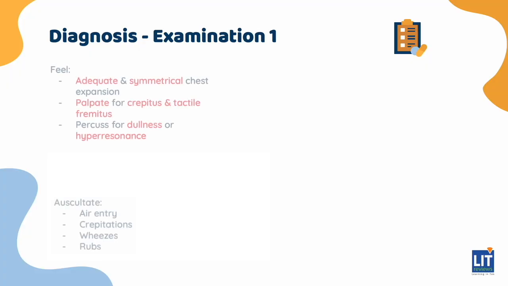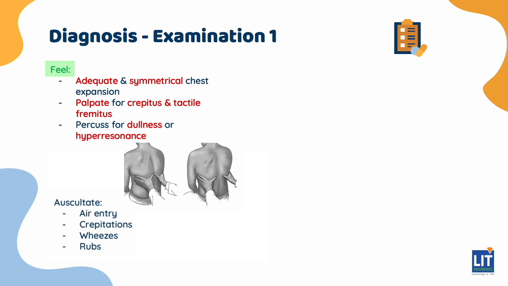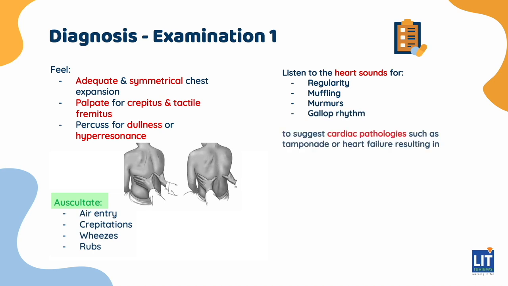Once the initial assessment is done, a more thorough examination should be performed. Feel for adequate and symmetrical chest expansion, and check for any crepitus and tactile fremitus. Percuss for dullness or hyperresonance. Auscultate for differences in air entry, crepitations, wheezes, and rubs. Listen to the heart sounds for regularity, muffling, murmurs, gallop rhythm to suggest cardiac pathologies such as tamponade or heart failure resulting in respiratory distress.